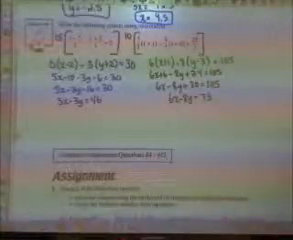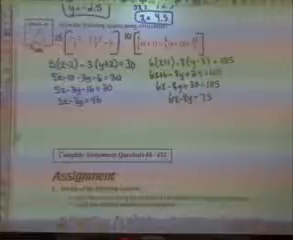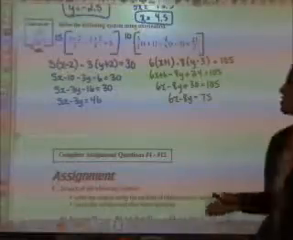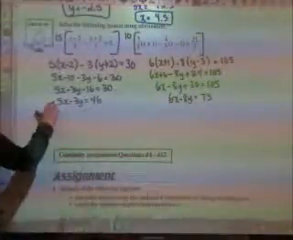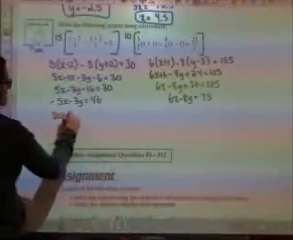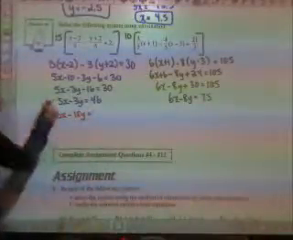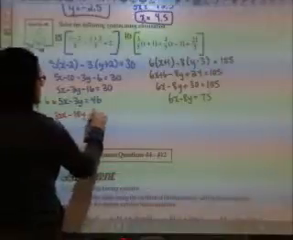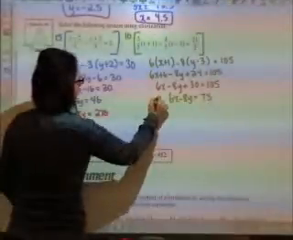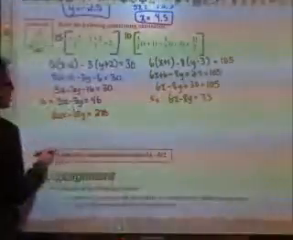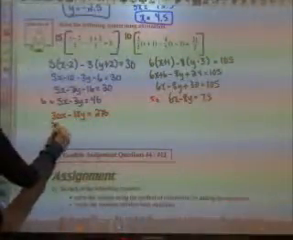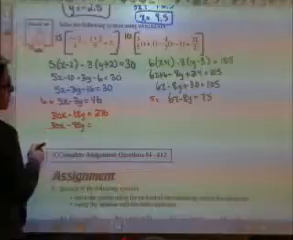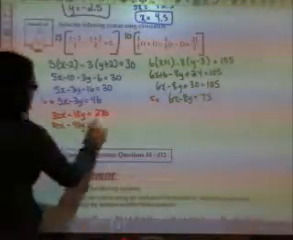So if I chose to eliminate the x's, I've got a 5x and a 6x. What would be my common coefficient for them? 30. So I would multiply this first one by 6. So I get 30x minus 18y equals, what's 46 times 6? 276. And then I would do the same thing with the next one. I'd multiply it by 5, and I get 30x minus 40y equals 375.